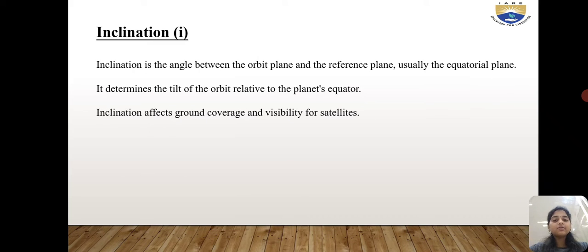Inclination, I. Inclination is the angle between the orbit plane and the reference plane, usually the equatorial plane. It determines the tilt of the orbit relative to the planet's equator. Inclination affects ground coverage and visibility of satellites.